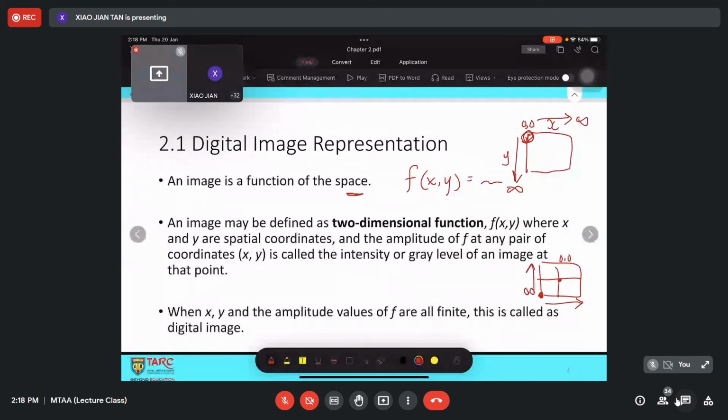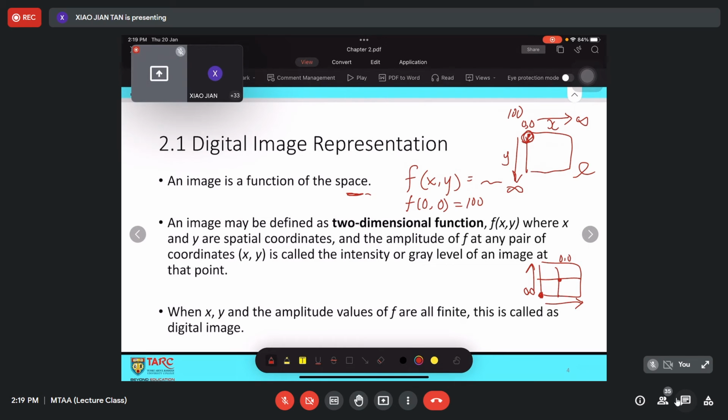Okay. So an image is a function of space. Why is it about space? For example, the very first, we use back this example. So the origin would be here at the top left corner. So 0, 0. For example, x is 0, y is 0 as well. The intensity is maybe 100. So the function value of this space is 100.